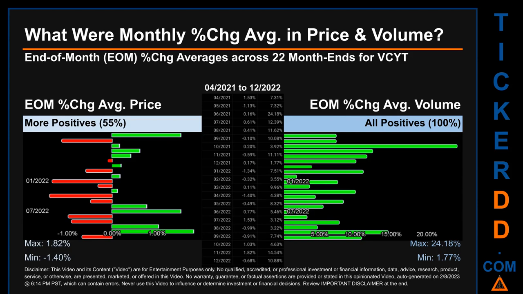In terms of volume, 22 out of 22 month ends had a positive percentage change. That is 100% of month ends saw a positive percentage change in average volume. Price saw an end-of-month max of 1.82% in average percentage change along with a minimum of -1.40%. For volume, the maximum and the minimum monthly percentage change were respectively 24.18% and 1.77%.